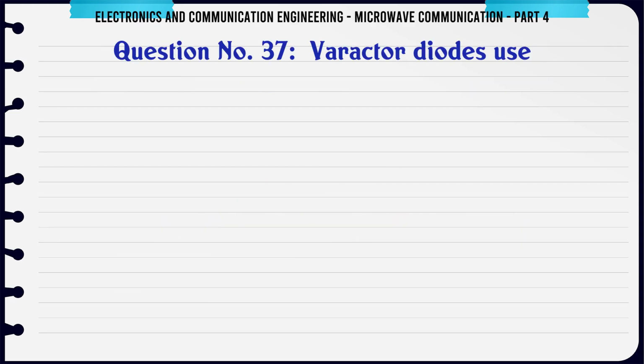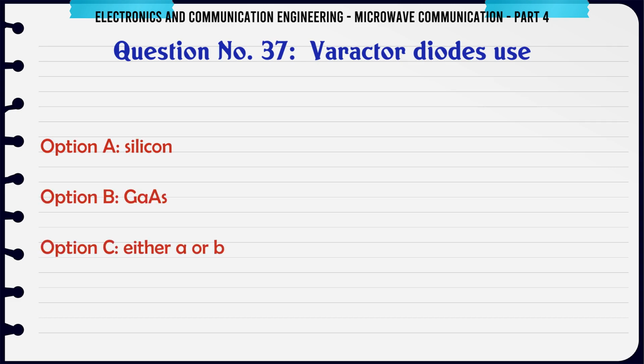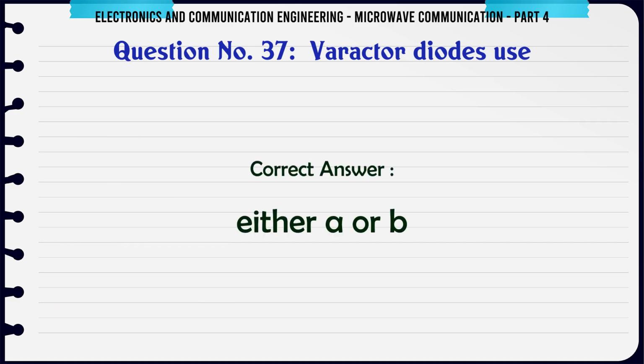Varactor diodes use A. silicon, B. GaAs, C. either A or B, D. neither A nor B. The correct answer is either A or B.